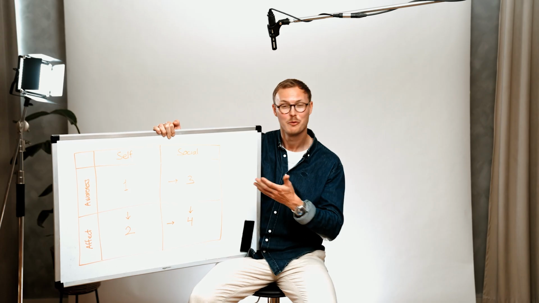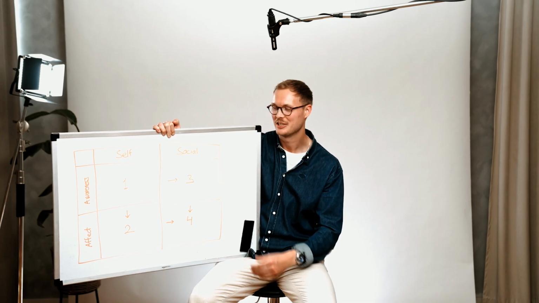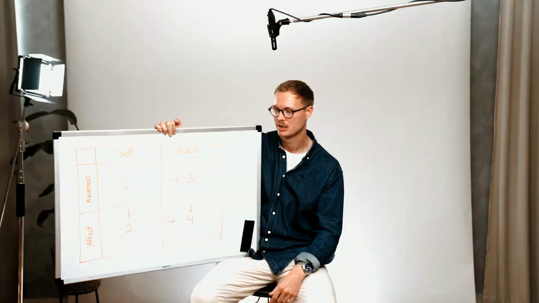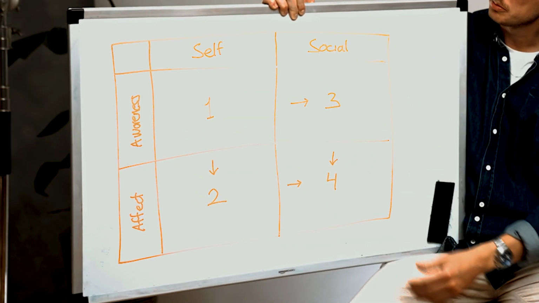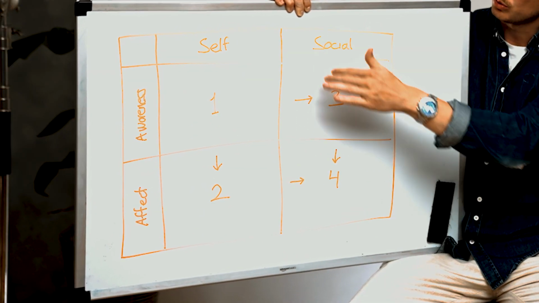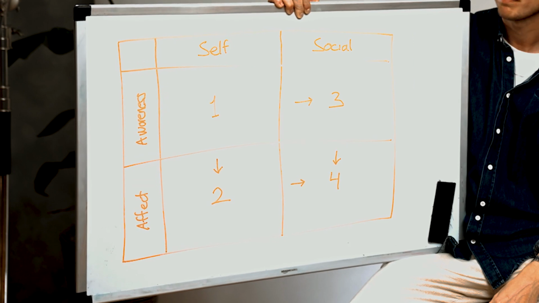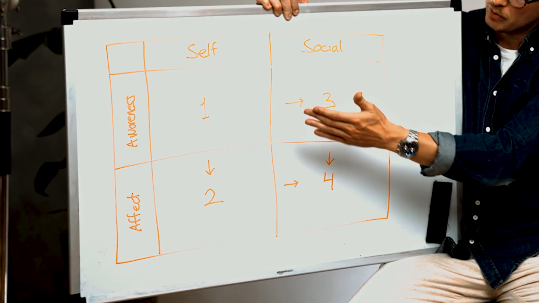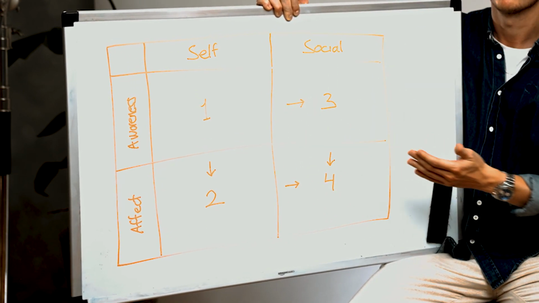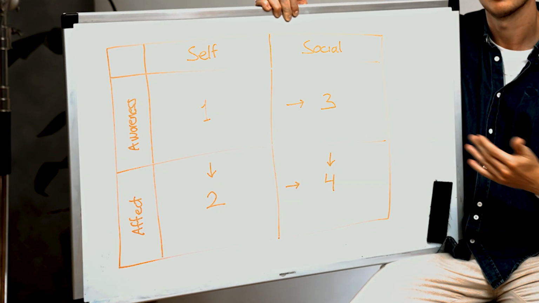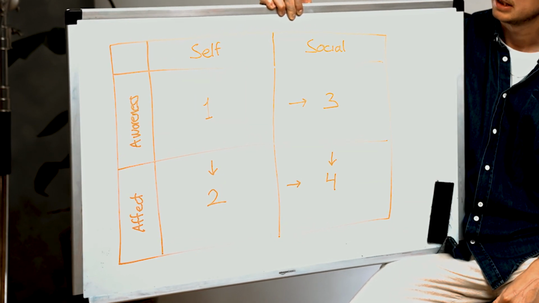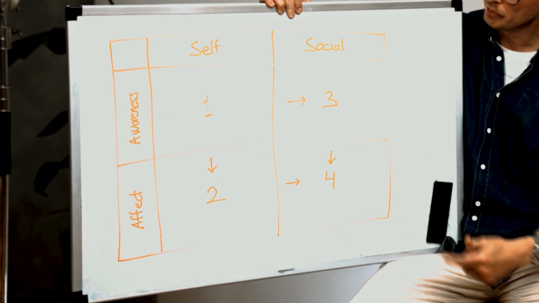Okay, let me introduce you to the model. It's a 2x2 matrix. Wait, do we have a whiteboard? We found a whiteboard, and as you can see, it's a 2x2 matrix. So, as the columns, we have the self and social. This one is also sometimes called others. And then as the rows, we have awareness, which is sometimes also called recognize, and we have affect, which is also sometimes called regulate. And as you'll see, we have also numbered them here.